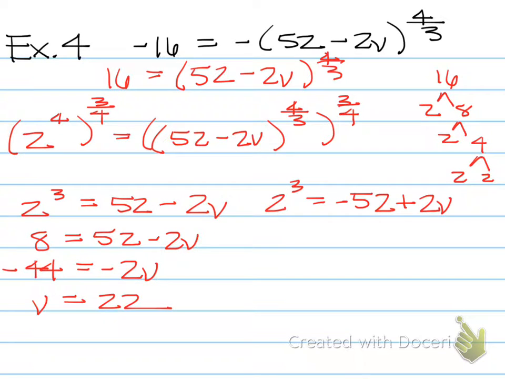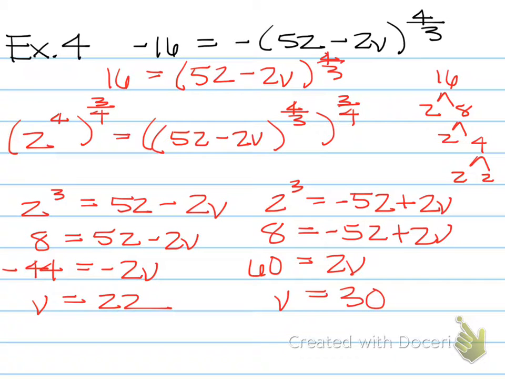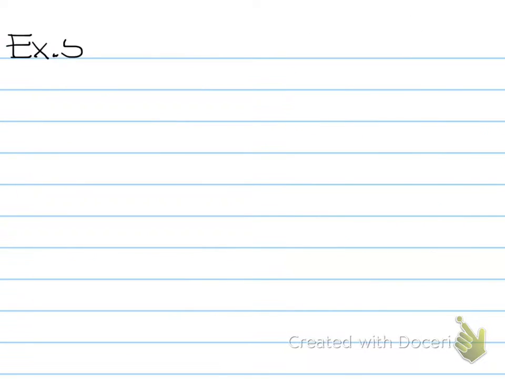So we want to do the same thing except negating the base of the exponent that had an even number in the numerator. So I negated the 52 minus 2v to get negative 52 plus 2v. 2 cubed is still 8. Add 52 to both sides. Divide both sides by 2. The other possible value for v is 30. So v can be 22 or 30.